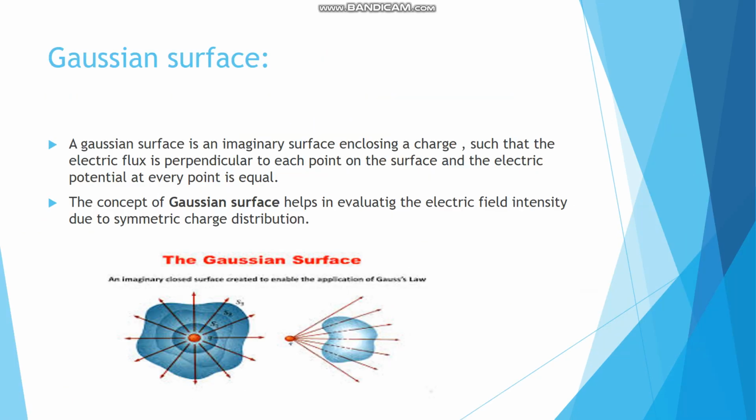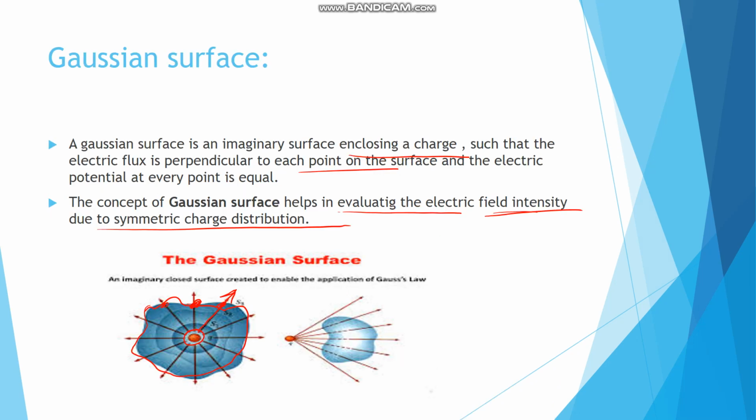Now the next topic is Gaussian surface. A Gaussian surface is an imaginary surface enclosing a charge such that the electric field is perpendicular at each point on the surface. As we can see in this figure, the charge is covered by this Gaussian surface, in which the electric field lines are always perpendicular. The concept of Gaussian surface helps in evaluating the electric field intensity due to a symmetric charge distribution.